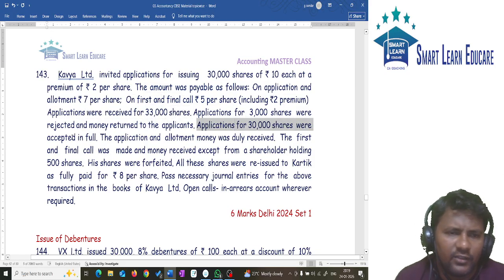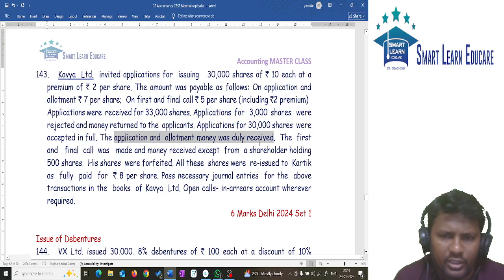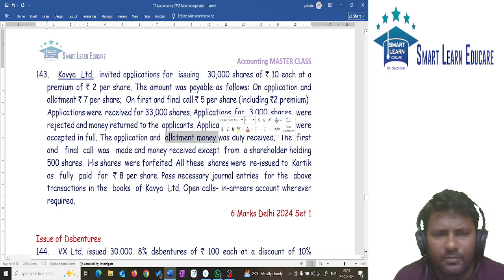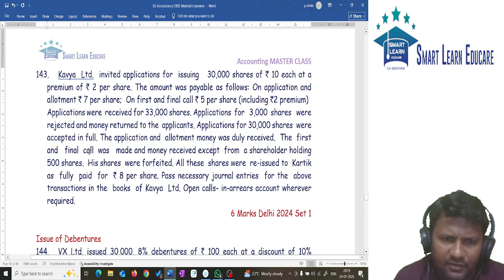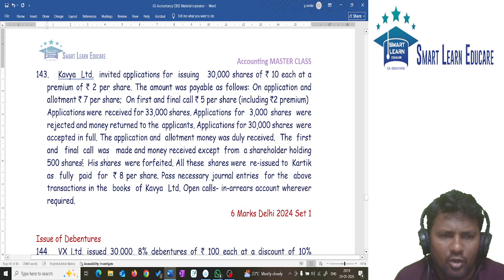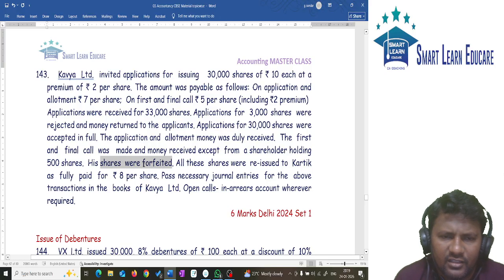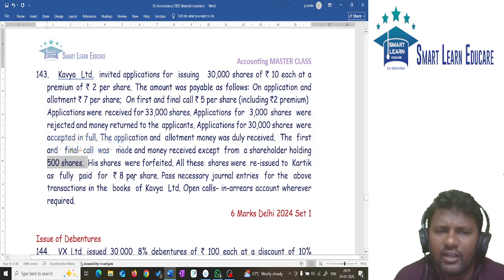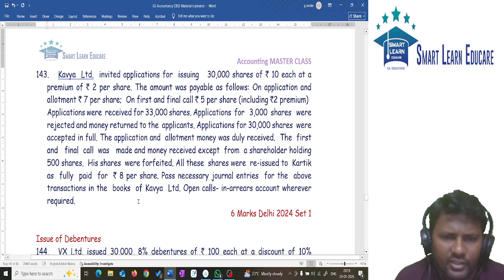Applications for 30,000 were accepted in full. Also, application and allotment money was duly received. Then the first and final call was made. Money was received except from a shareholder holding how many shares? 500 shares. Here there is no concept of pro rata. The entire amount is rejected. Since we have not received the money on these 500 shares, they were forfeited by the company, cancelled by the company for non-payment of installment.